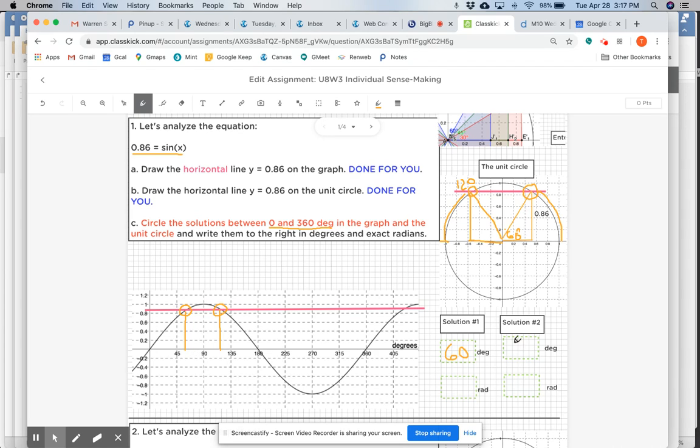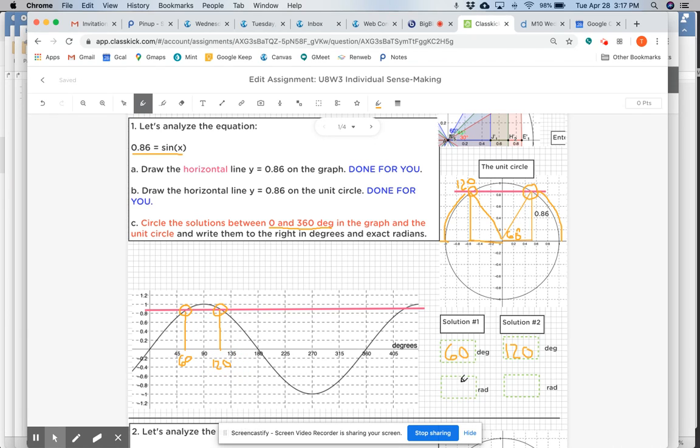So I'll put 120 right here, and I want to check on my graph to see if these two answers make sense. Is 60 in between 45 and 90? It definitely is. Is 120 in between 90 and 135? It definitely is. Excellent. We have our two solutions.